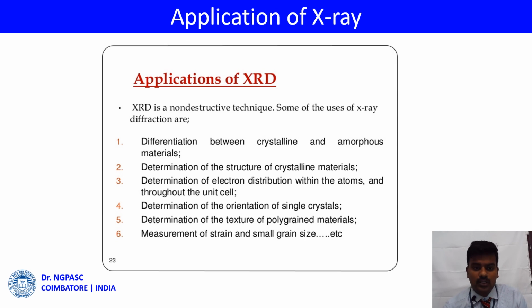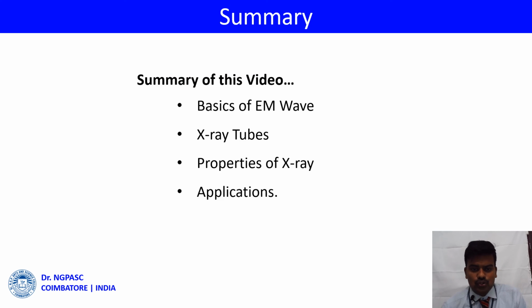W. Röntgen got the Nobel Prize in 1901. So this comes to the end of the section. Summary of this video: I hope you all got some basic idea about EM waves. EM wave is nothing but electromagnetic wave, and electromagnetic wave is nothing but light. Then for the production of X-ray, we use the X-ray tube, that is the Coolidge tube, and we saw how it is produced, what the properties of X-ray are, and their applications at the end of the video.